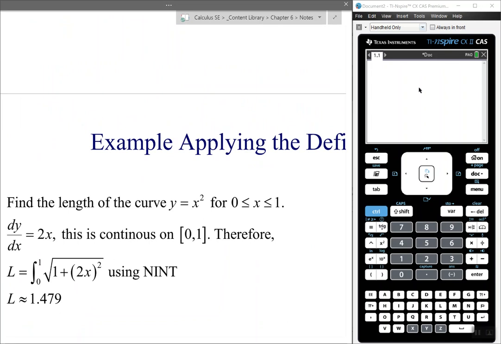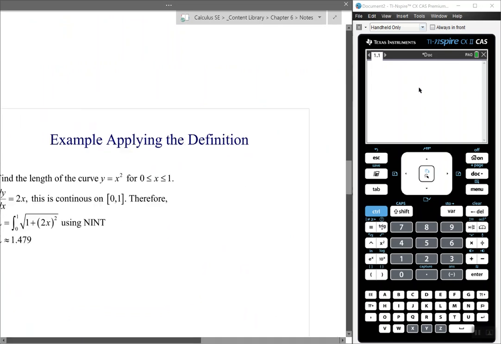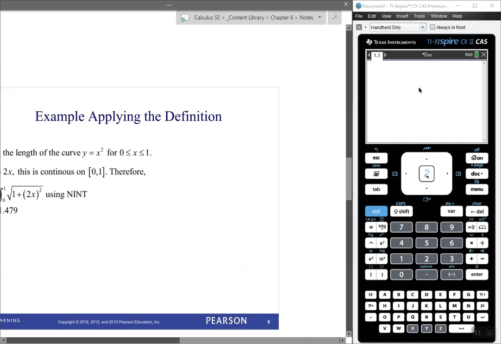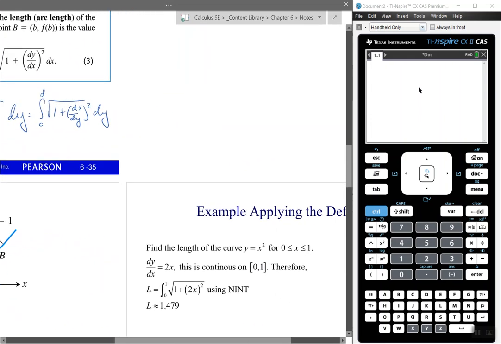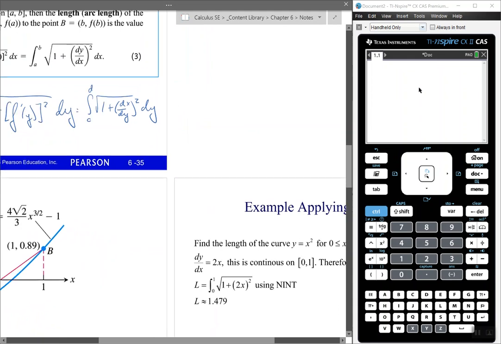They're talking about using int. These are old notes. We are going to use the calculator, using the numerical integral solver. We're going to still do all of that. So what we're going to do, again, is use this formula, and the function is x squared. The derivative of that function is 2x.